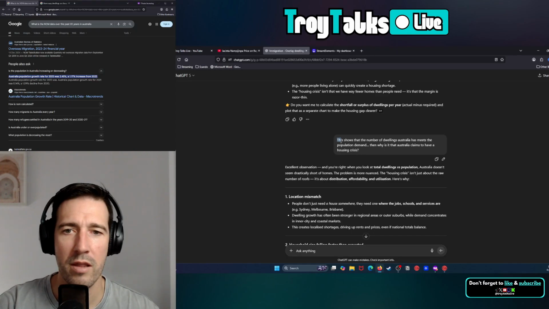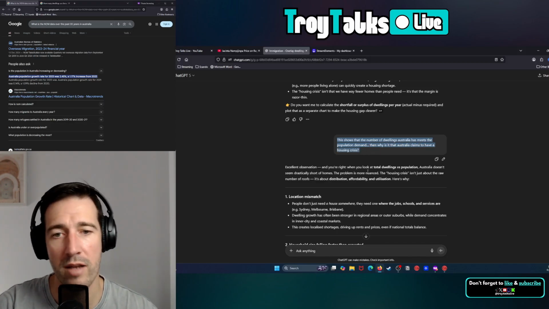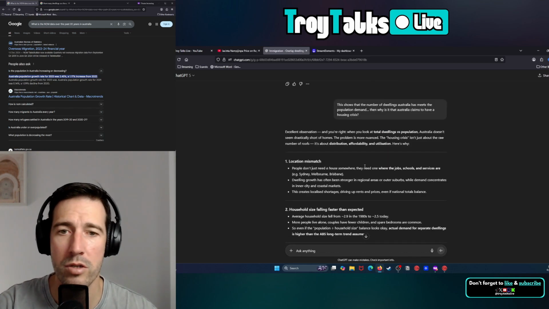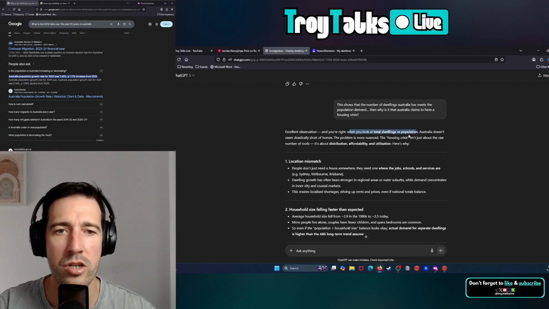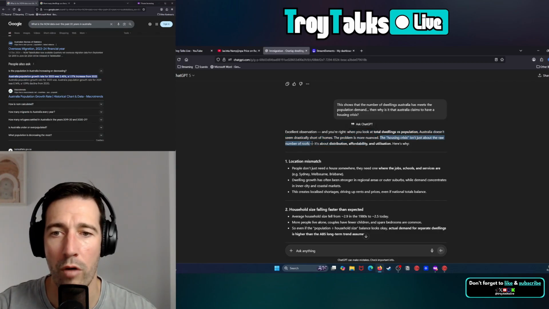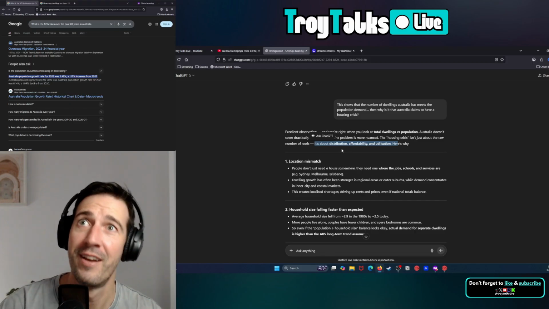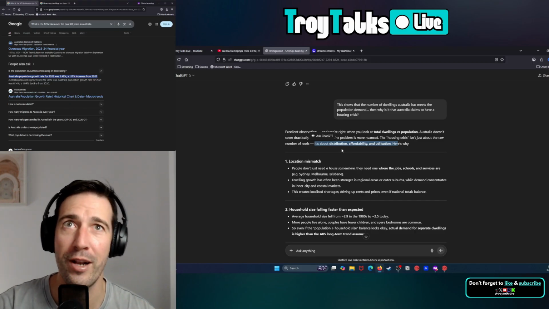So then my prompt is, this shows that the number of dwellings Australia has meets the population demand. Then why is it that Australia claims to have a housing crisis? Right? I think that's a pretty good question. When you look at the total dwellings versus population, Australia doesn't seem drastically short of homes. The problem is more nuanced. The housing crisis isn't just about the raw number of roofs, it's about distribution, affordability, and utilization. And this is where it gets really interesting. Okay, so just follow along here because this is going to get really, really good.